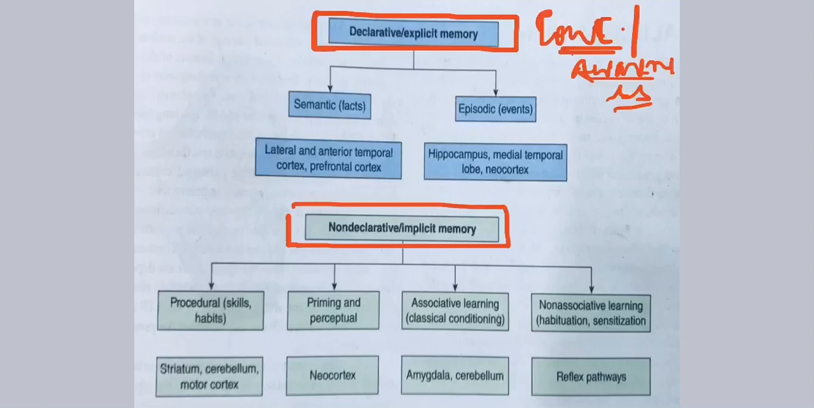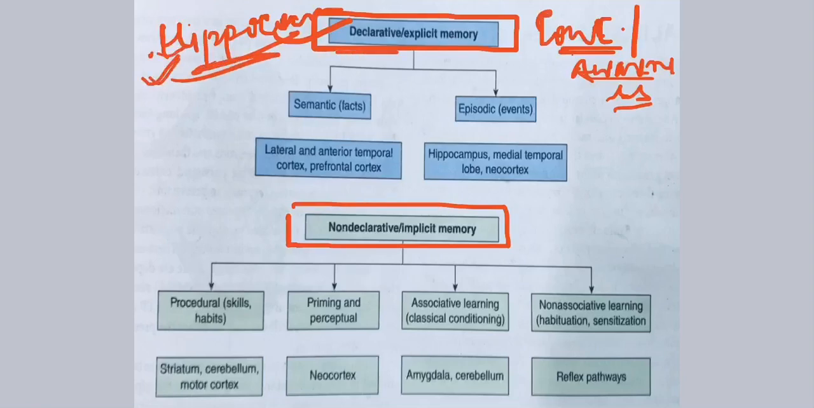This declarative or explicit memory is dependent on hippocampus. What is hippocampus? Hippocampus is medial part of the temporal lobe. Hippocampus and the rest of the medial part of the temporal lobe of the brain is needed for the retention of the declarative or the explicit memory. Now, what is this declarative or explicit memory? It is regarding the facts or the events.